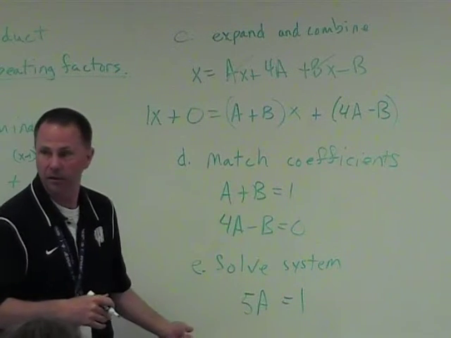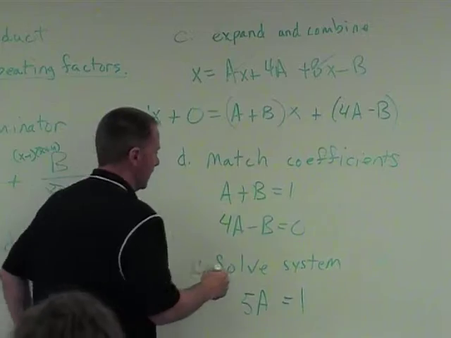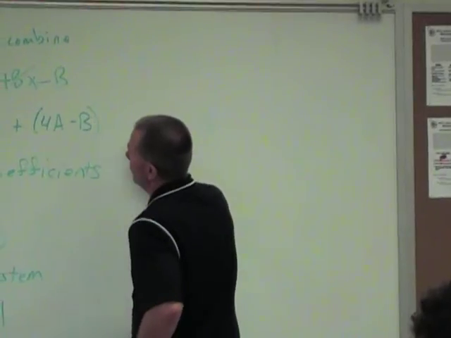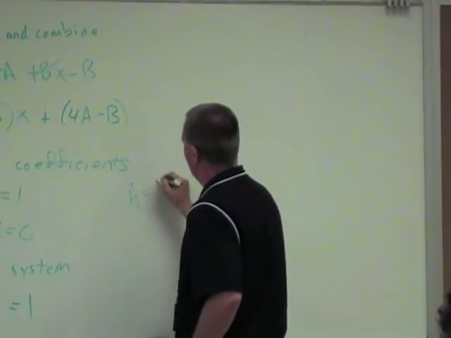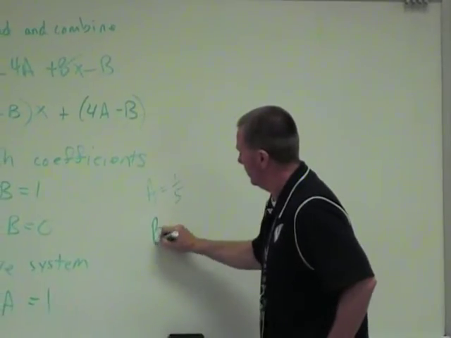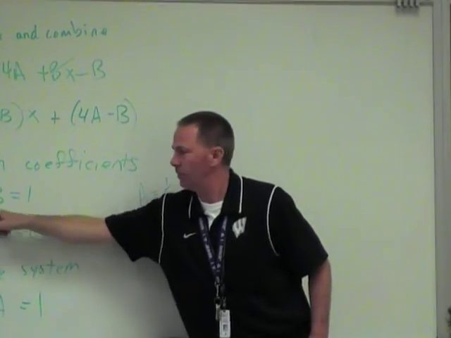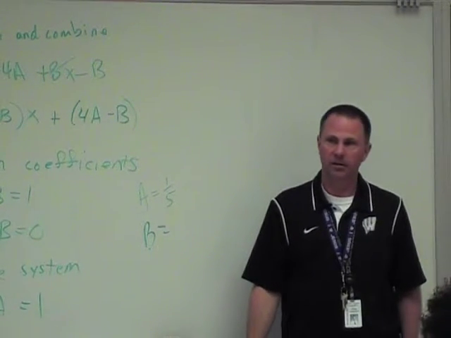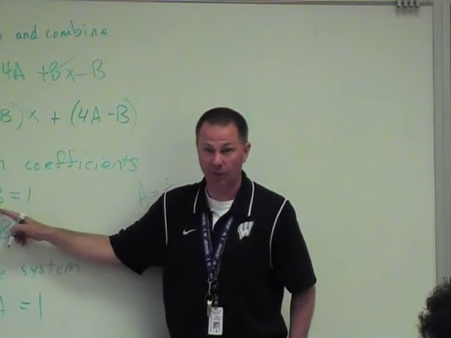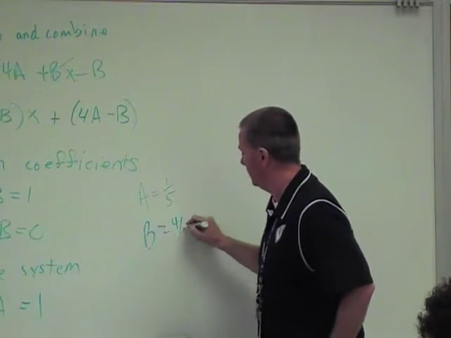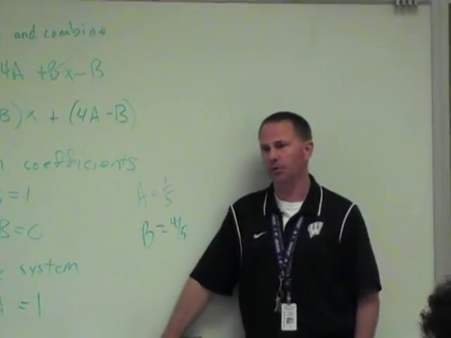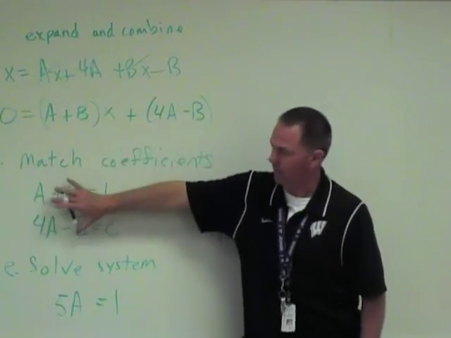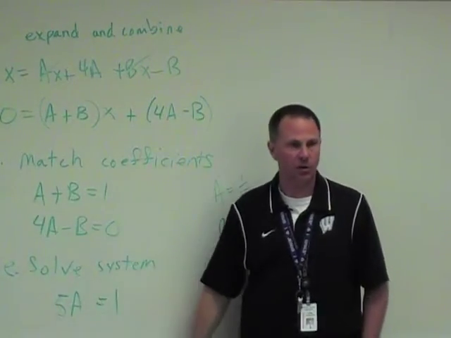So what's a? 1/5. A is 1/5. So if we write right here, a is 1/5. If a is 1/5, what's b? Yeah, 4/5. If that's 1/5, this must be 4/5 to equal 1. So b must be 4/5. So you're solving the system the same way you've been solving it before. Once we get to here, you pick and choose how you want to solve it.